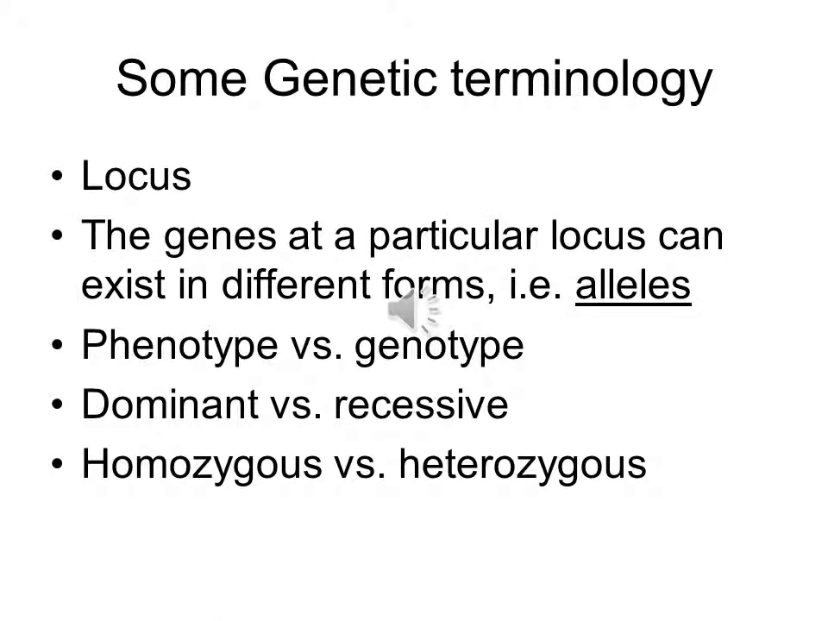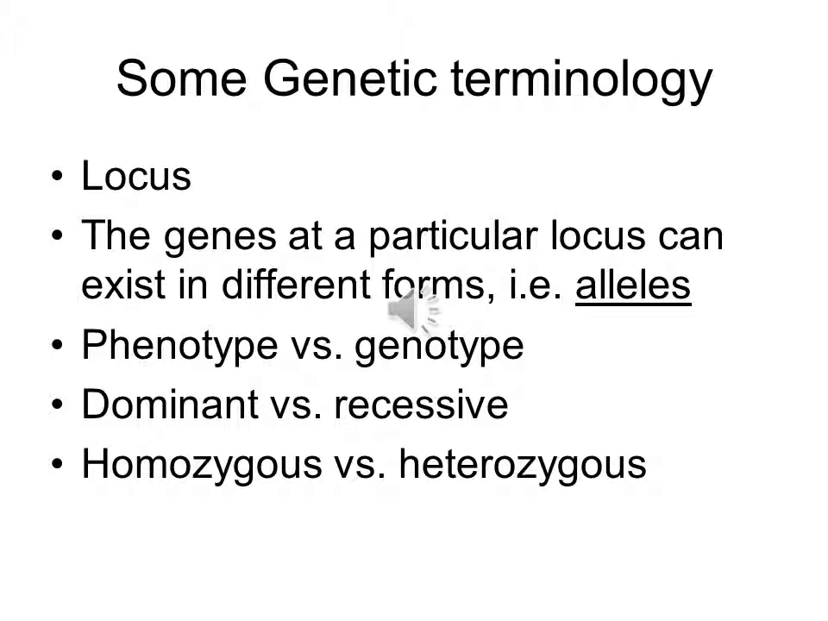Let's review some genetic terminology. The position of a gene along a chromosome is known as its locus. Different forms of the same gene are called alleles. So, for example, we have more than one allele for eye color, so we might have a brown allele and a blue allele. Phenotype is the appearance of the gene. Is the person tall or short, blonde or brunette, blue eyes or brown eyes? Genotype refers to the actual genetic makeup of the gene. And when we talk about genotype, then we talk about homozygous and heterozygous.